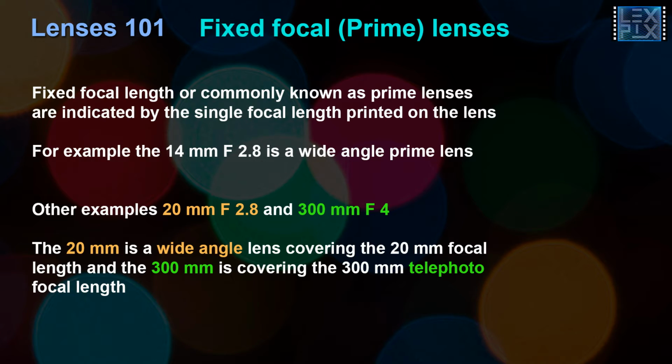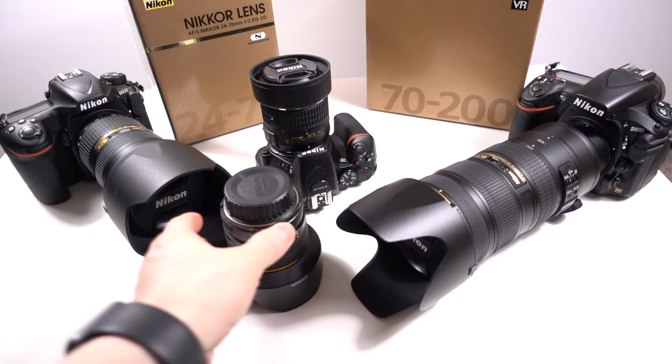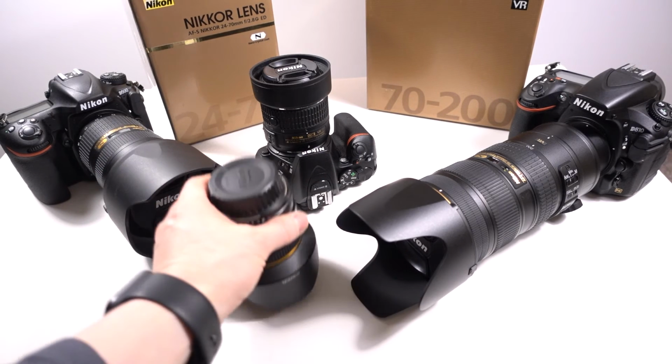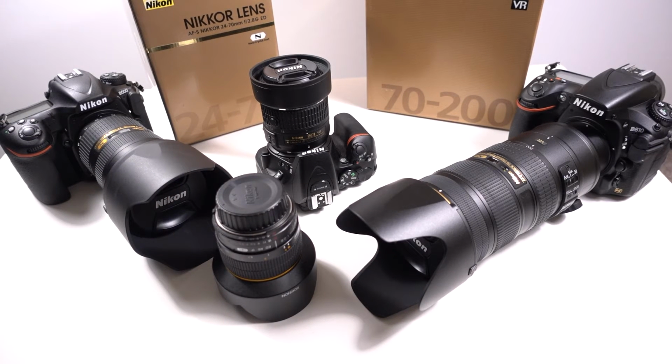The fixed focal length lenses are commonly known as prime lenses, and it has nothing to do with prime numbers. They just call them prime. So if someone says, you know, I'm using primes, that's what they're talking about. They pretty much have a bag full of lenses is what they're saying. They're indicated by a single focal length printed on the lens.